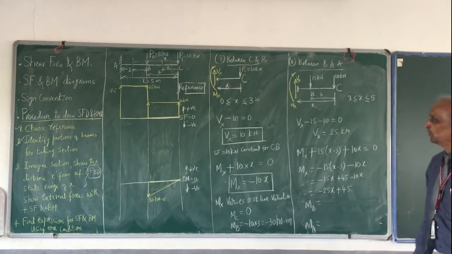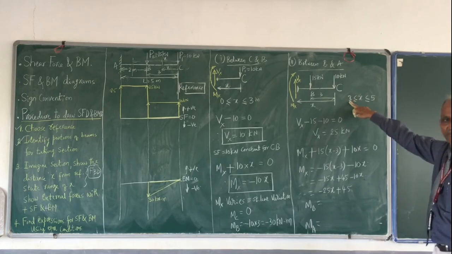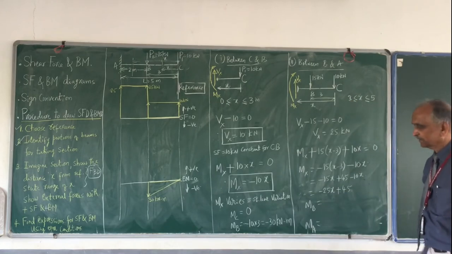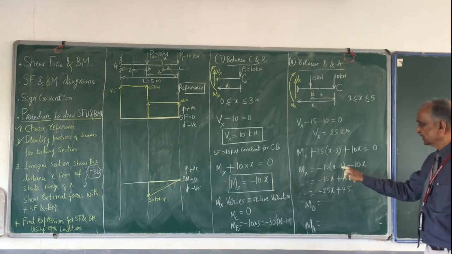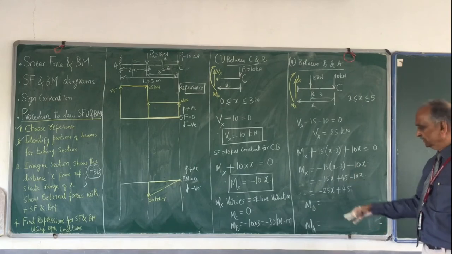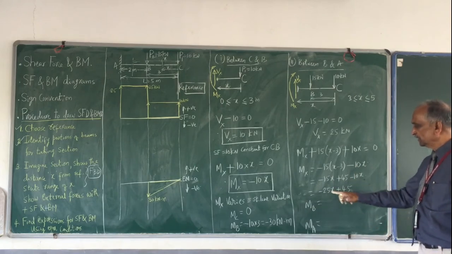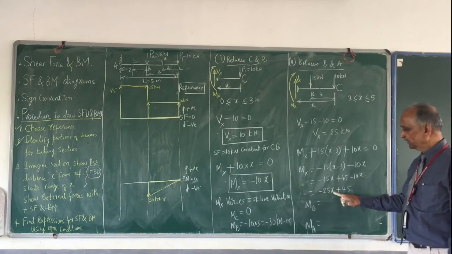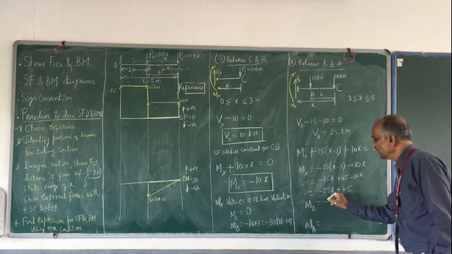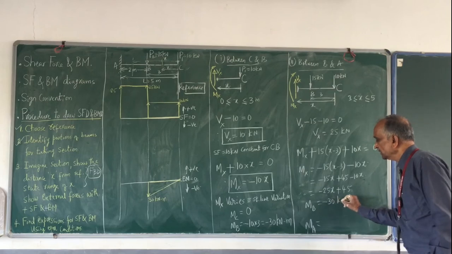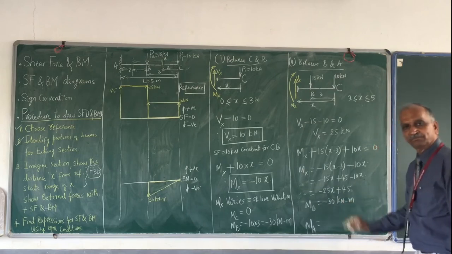B is your smallest value of x, that is 3. Substitute 3. So if you substitute here, 3 minus 3 is 0. It is minus 10 into 3, that is minus 30. You can check it here also. Minus 25 into 3, minus 75. Minus 75 plus 45 is nothing but minus 30 kilonewton meter.